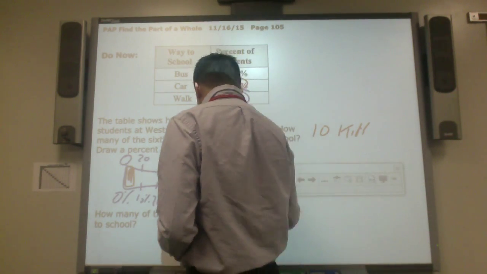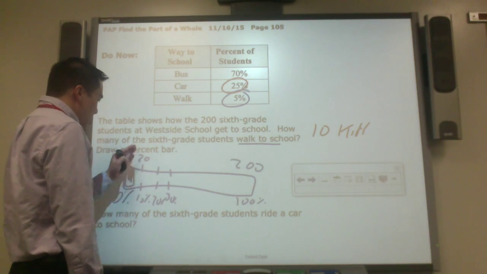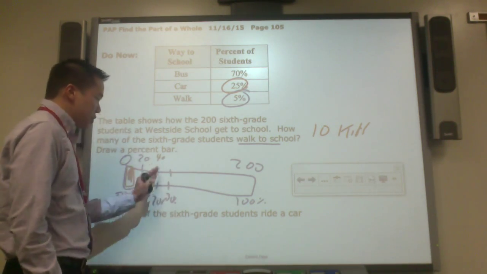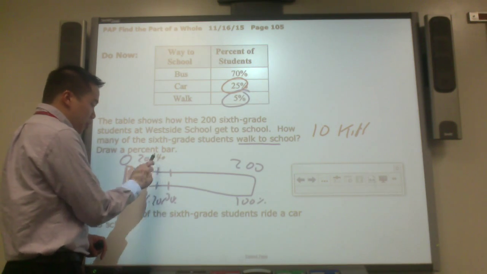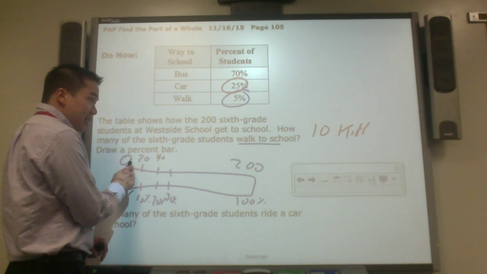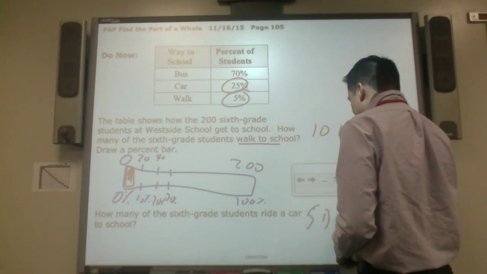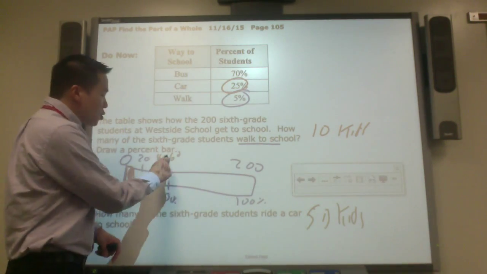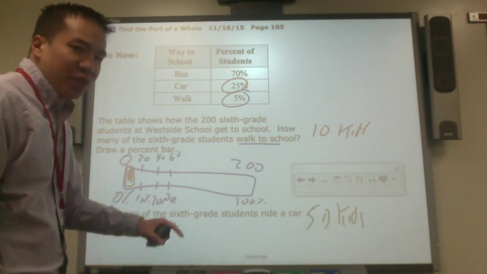How many sixth graders ride a car? Ride a car is 25%. So many ways you could do this. You could do 10% is 20 students. 20% is 40 students. So we know 20% is 40 students. 5% is 10 students. So 40 plus 10 is 50 kids. Or you can see what number is right between 40 and 60. It's 50 kids. Guess what's between 20 and 30%?